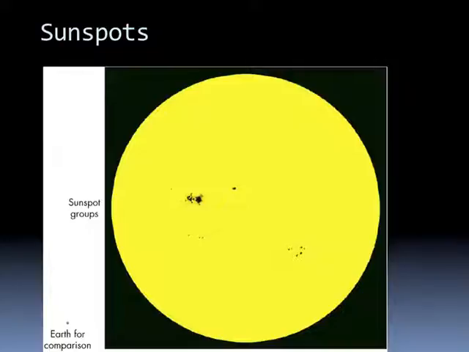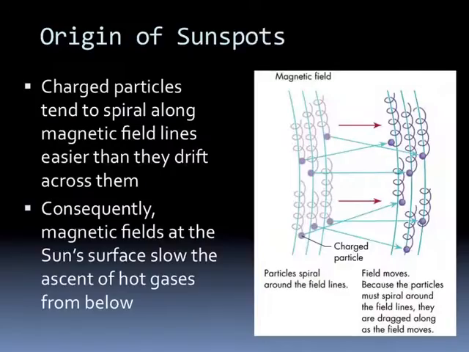Now here's a picture of the sun showing several sunspot groups. You can see how big these are. Over on the side here we have a picture of the Earth and how big it is. This sunspot group would fit several Earths inside of it. And the groups tend to go around the sun just like any other object on a surface of a rotating object. So why do we get sunspots?